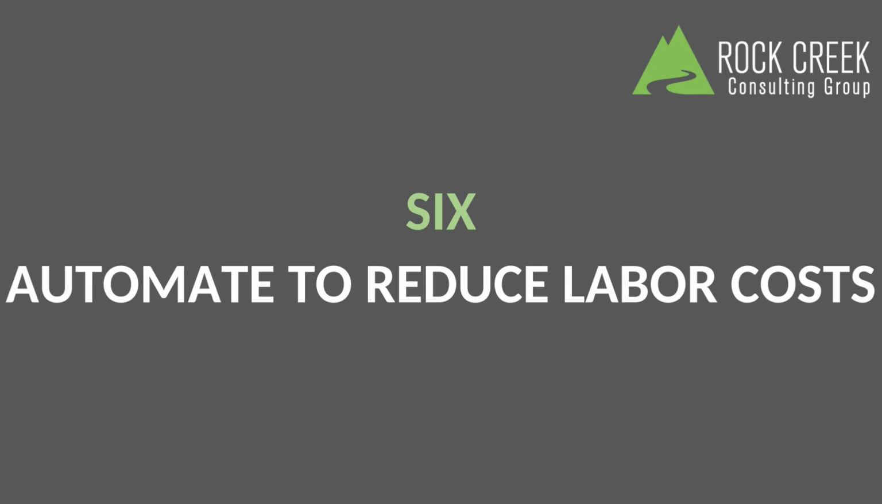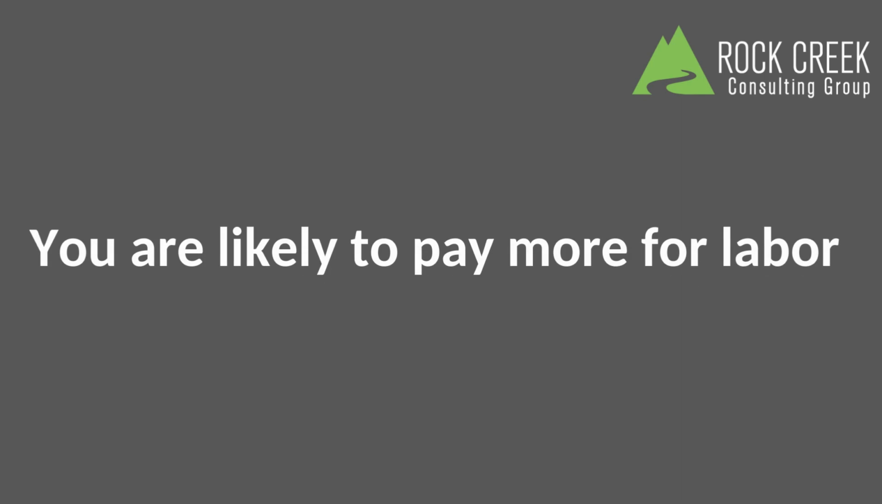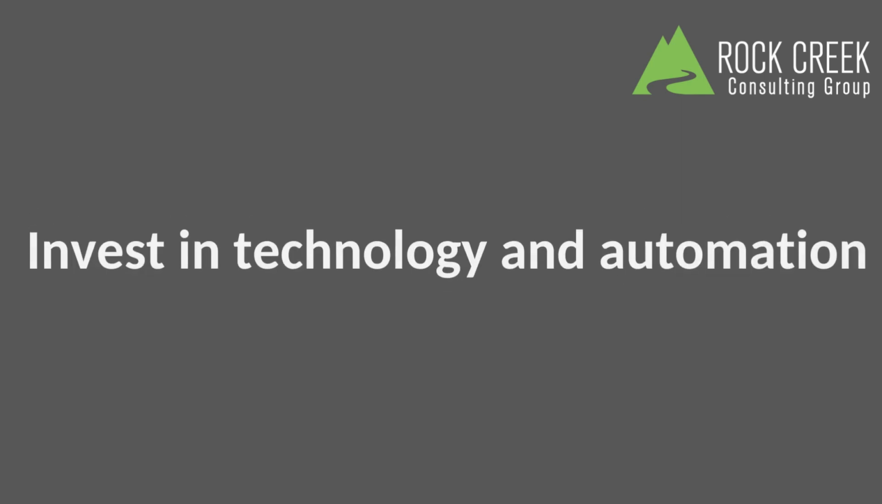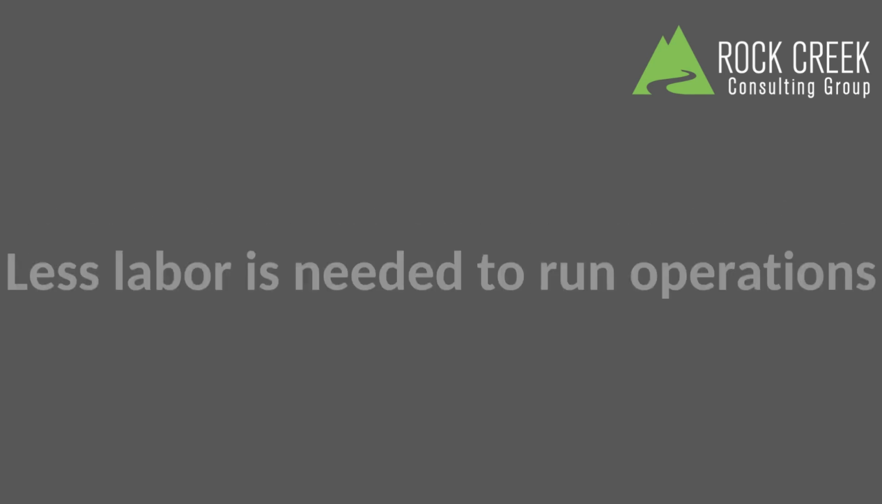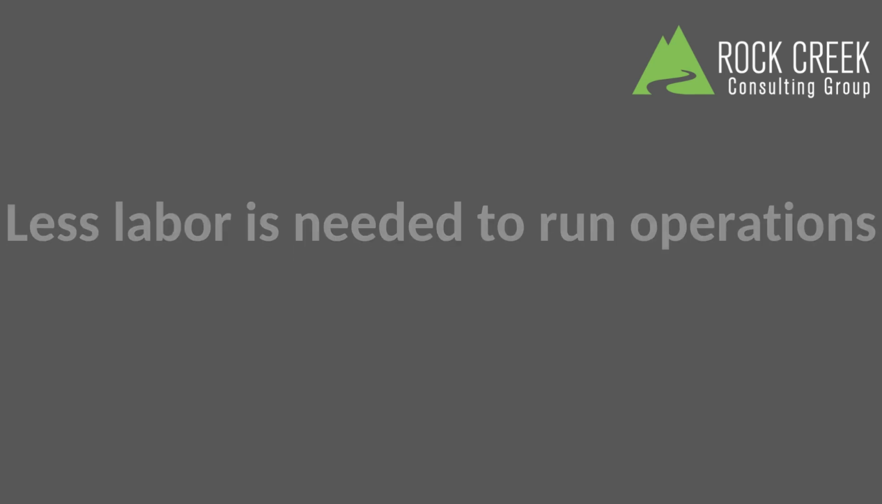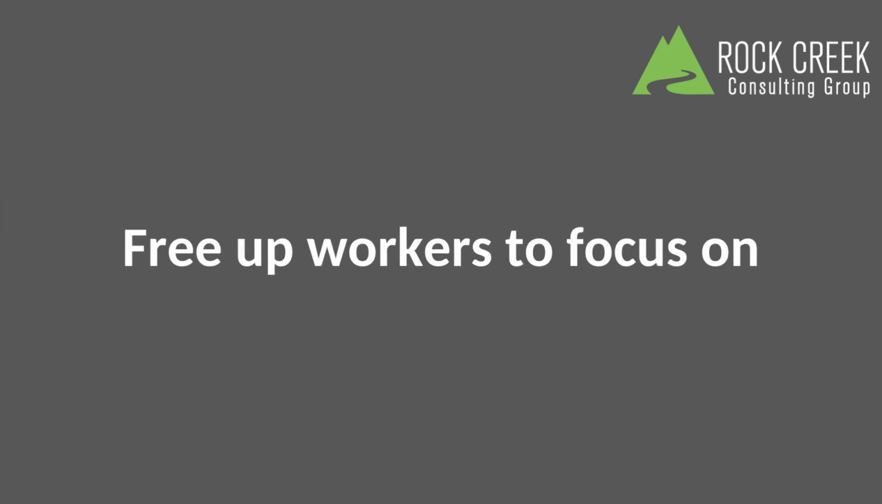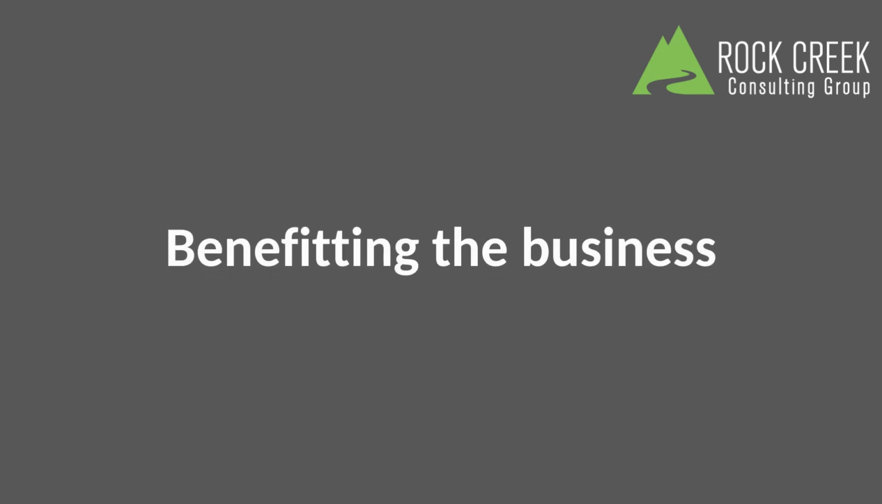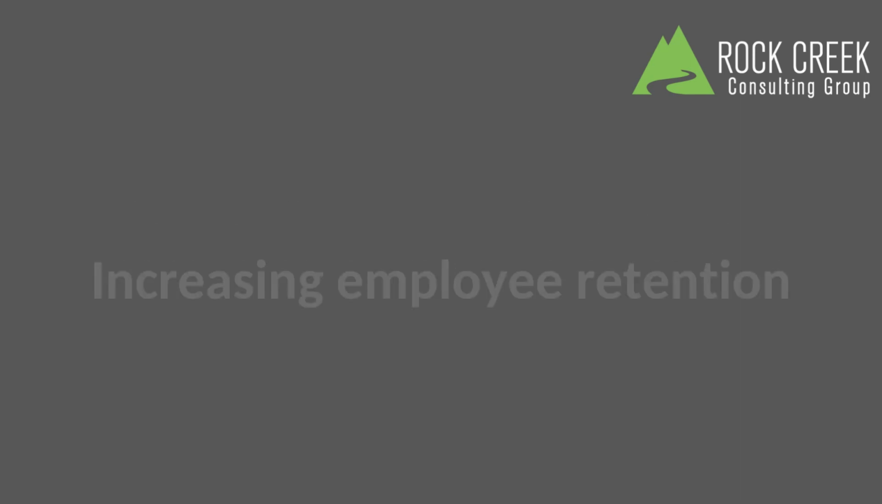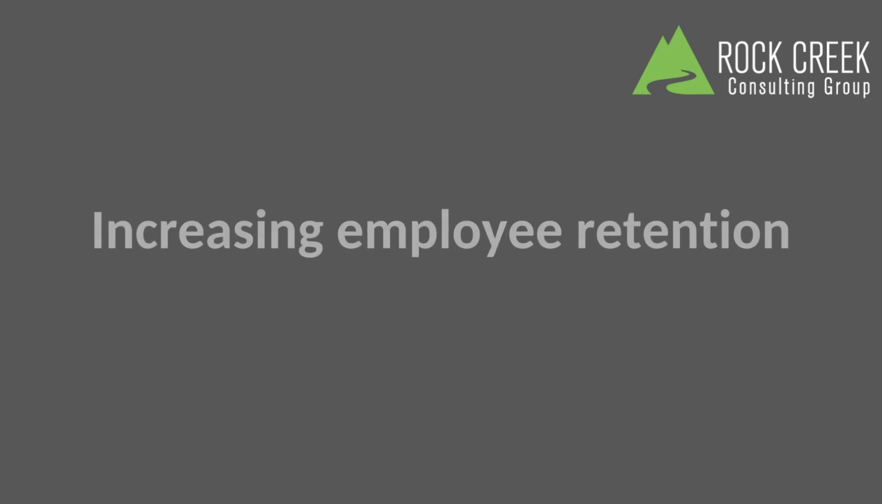6. Automate to reduce labor costs. In an inflationary environment, you're likely to pay more for labor, so it may be a good time to invest in technology and automation. Automation usually means that less labor is needed to run operations, and it will free up workers to focus on strategic value-add activities, benefiting the business and increasing employee retention.